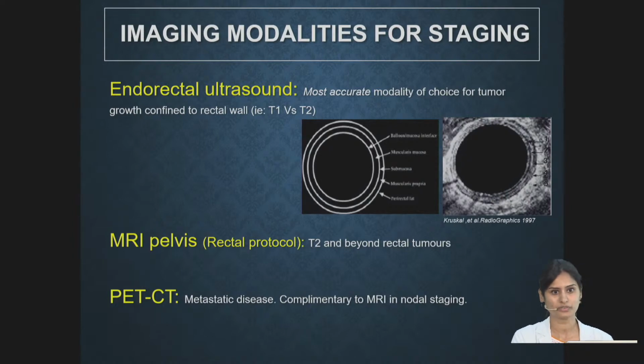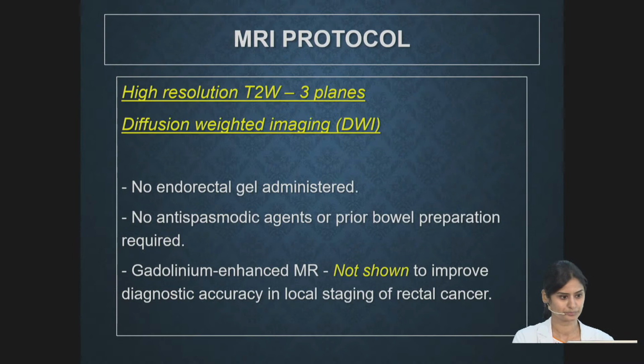However, this is very difficult to make on MRI pelvis. So between T1 and T2 differentiation is difficult on MRI pelvis, and endorectal ultrasound and MRI pelvis are complementary. For T2 and beyond tumors, MRI pelvis is mandatory for local staging prior to treatment initiation. PET CT's role is in metastatic disease, and it is complementary to MRI in nodal staging.